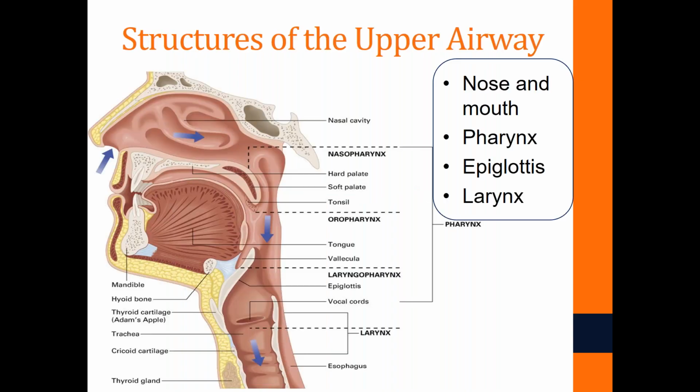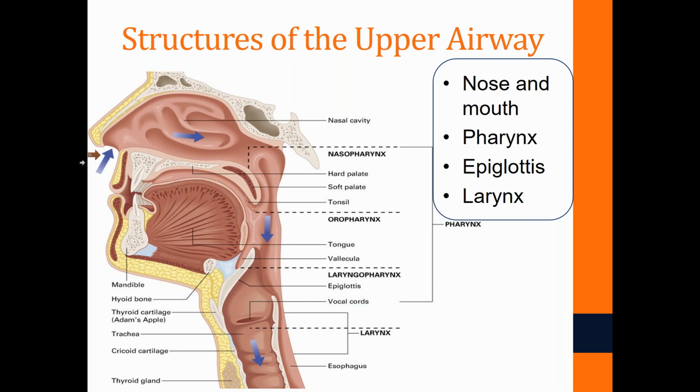So somebody walk me through this, because this should be reviewed. The structures of the upper airway. I'll point to things on the screen and somebody tell me what they are. So what do we have right here? What is this arrow pointing to? Nostrils. The nostrils, yeah, the opening to the nasopharynx.